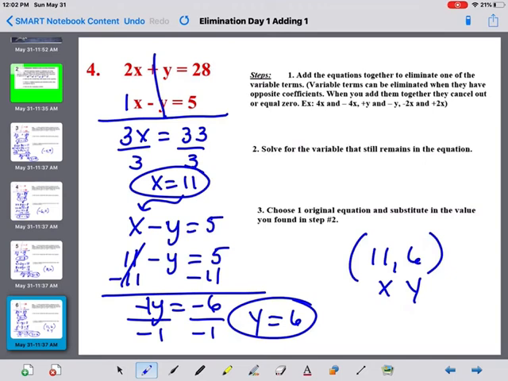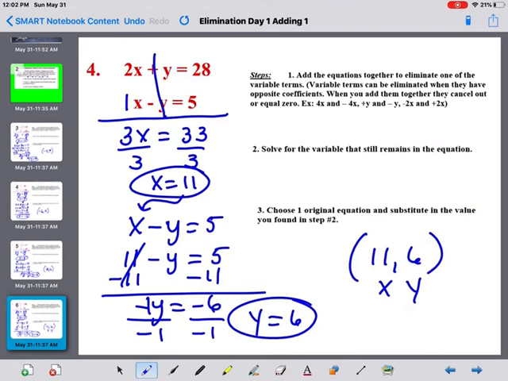Okay, so that is using the elimination by addition. On the worksheet that I attached to the Edmodo page, there are 4 examples for you to try on your own, and I will send out those solutions later on this evening. Okay, if you have any questions along the way, just ask.